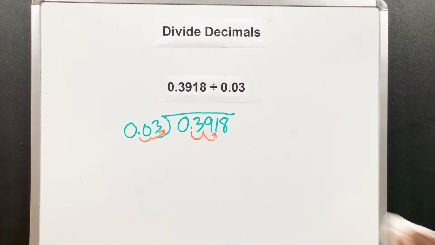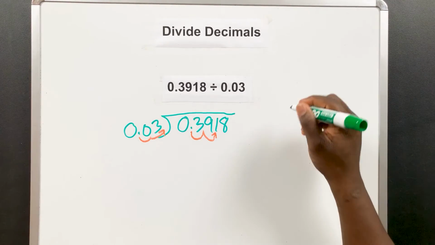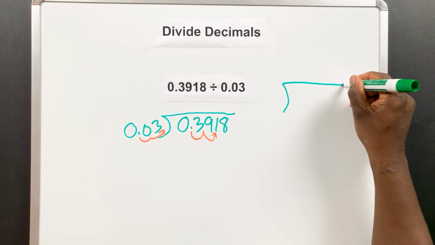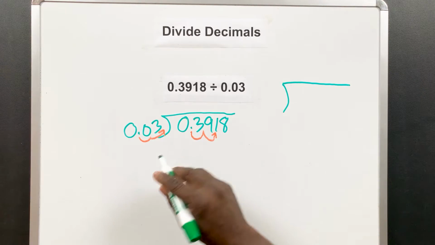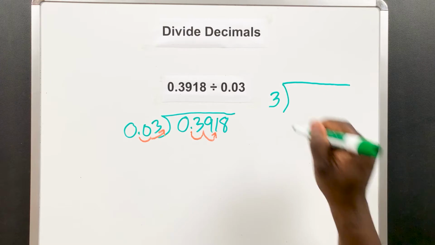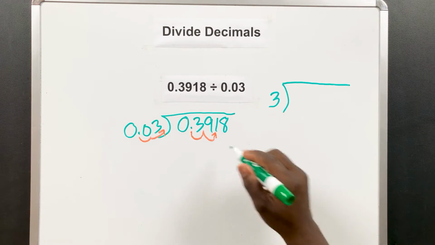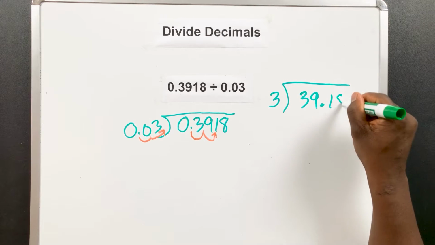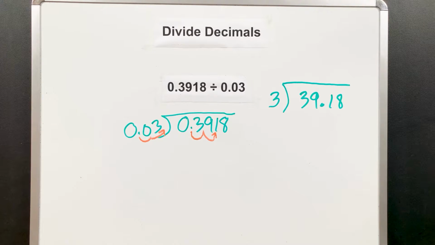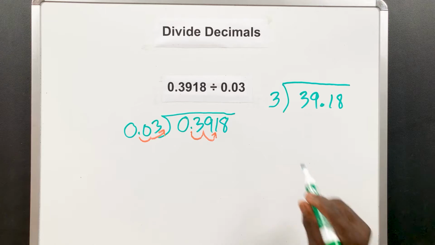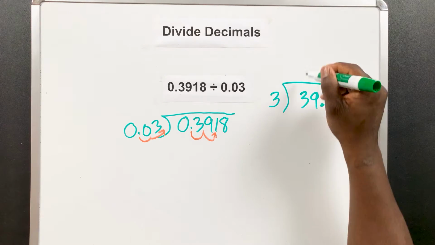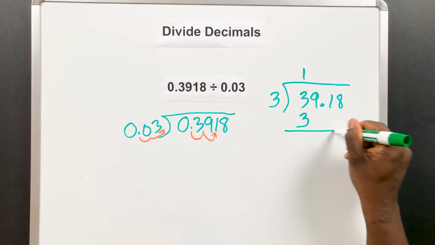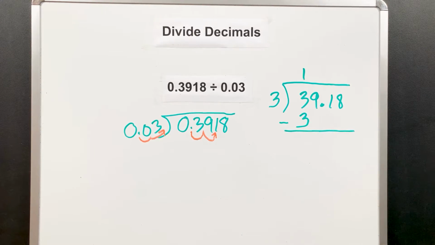So let's rewrite it again, and this time let's do it correctly, all right? So we'll go ahead and put our division symbol, and remember, our divisor should be 3, and our dividend should be 39.18. Now we are ready to perform the division. So 3 goes into 3 one time. 3 times 1 is 3. Draw the line and subtract.